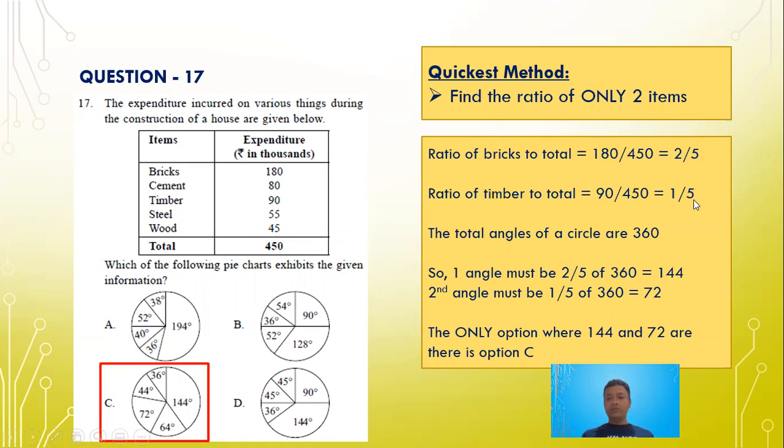And second angle should be in the ratio of 1 upon 5 of 360. So what is 1/5 of 360? 72. So in the given pie charts, where is one angle 144 and another angle 72? So option C has got one angle of 144, another angle of 72. That's it. When you find these two angles in any of the pie charts, 144 and 72, that's the correct answer, isn't it? You don't have to solve for other ratios. Only you solve for two ratios, and then you will get the pie chart. You will get the actual answer.